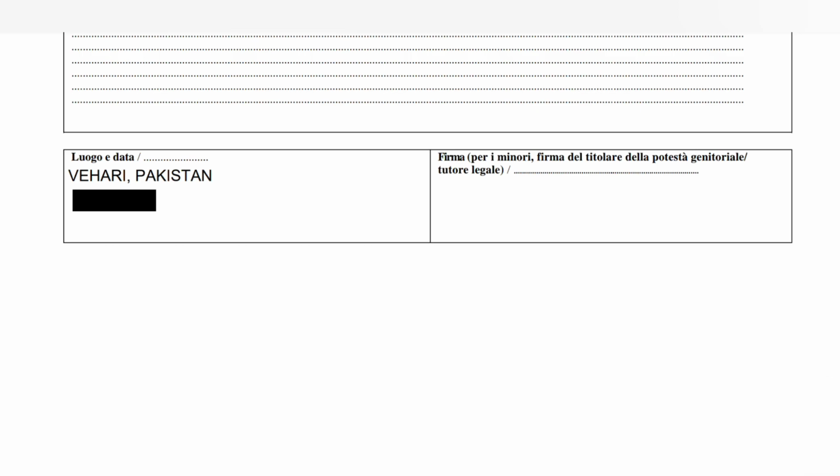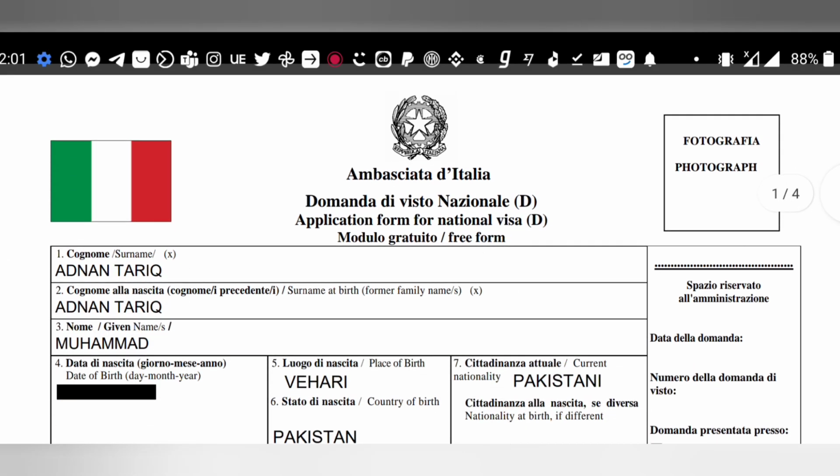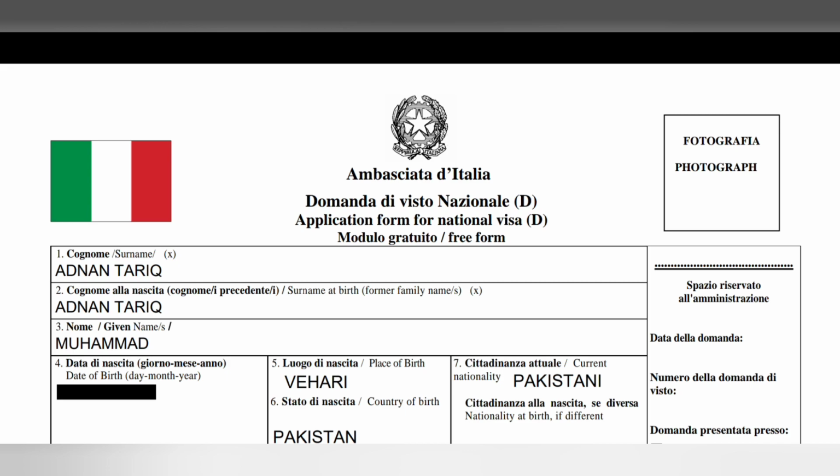So yes, that's it. And yes, in the start, here you have to paste a photograph. One you have to paste here, and you have to take another which was mentioned on the checklist, and you have to write your name at the back of it and take it with you in the file. So yes, this is how you should fill the visa form D, visa application form.